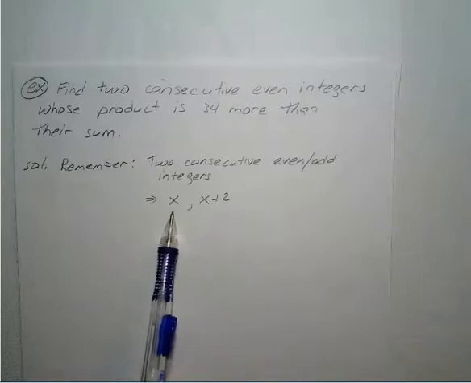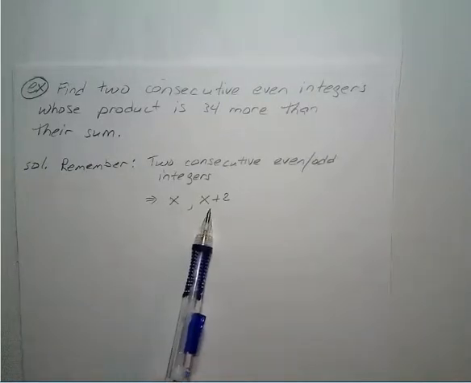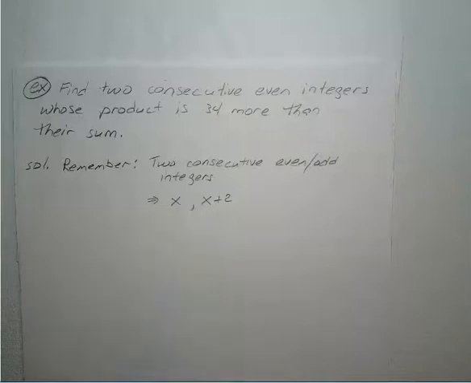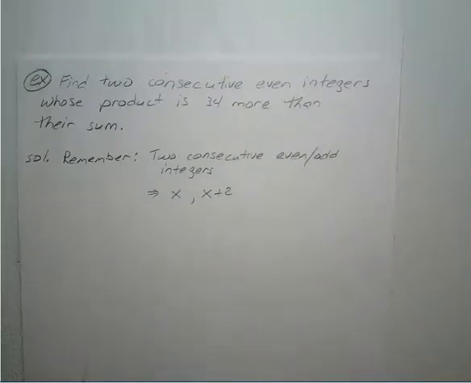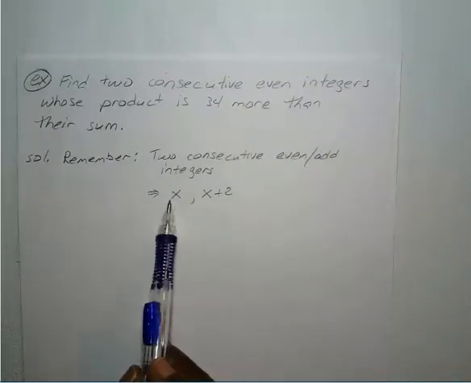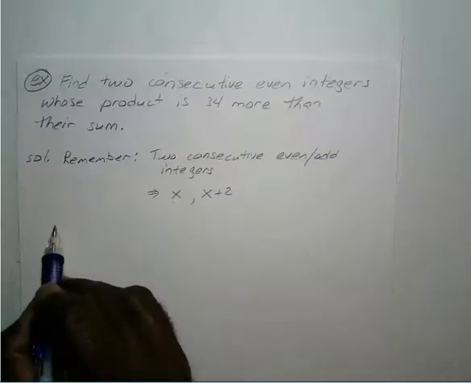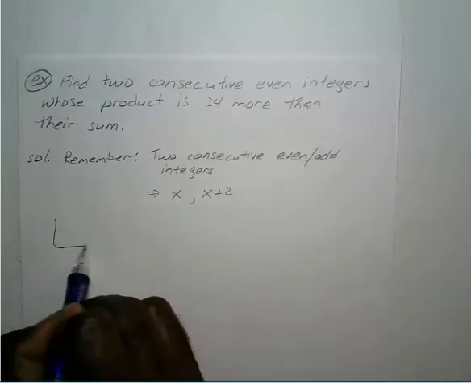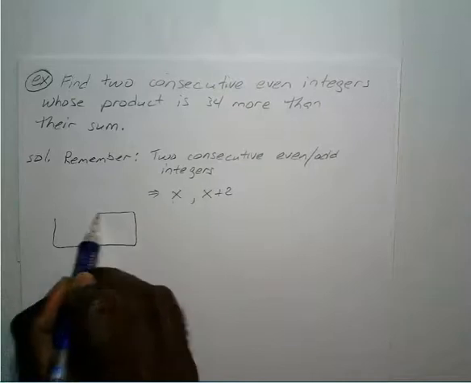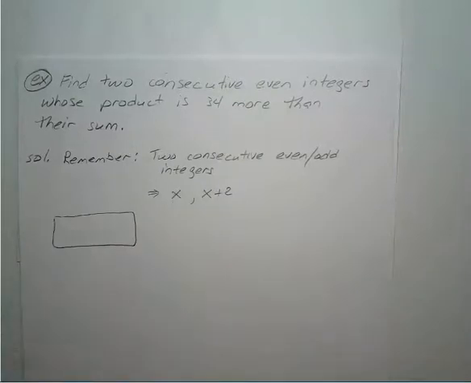Same thing with the odd integers. If you had 31, you add 2 to that, you'll get 33. So 31 and 33 are consecutive odd integers. So when they ask for two consecutive odd integers, it's x and x plus 2. Just like before, I'm going to go ahead and write a little diagram.